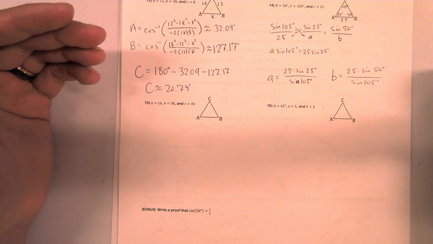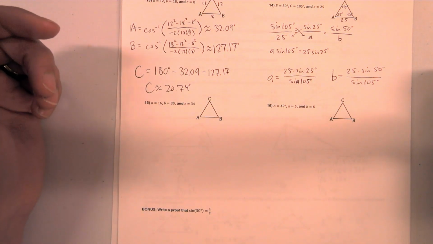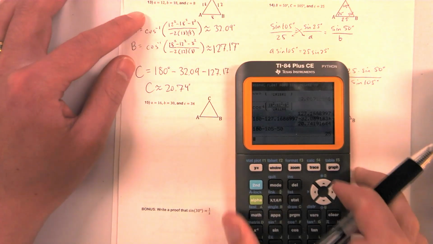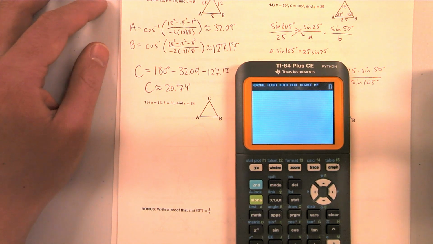Okay, number 15, a very common error here is to just get in a rhythm of oblique triangles and solve using law of cosines or sines again. But remember, if you check if it's a right triangle first, that'll make things a lot easier.